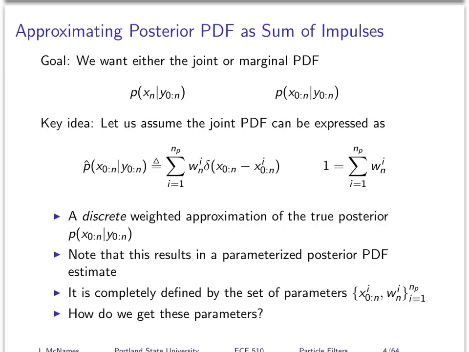One nice thing about this is that your representation of the posterior is now parameterized. We've got a set of parameters, which is the sample trajectories and the weights, and if we know those numbers, then we've got our representation of the PDF. So we've got a finite set of parameters now that really define what the posterior PDF is at any time.